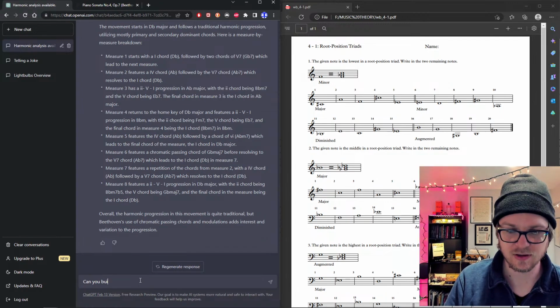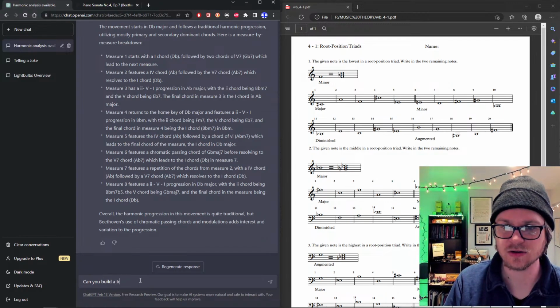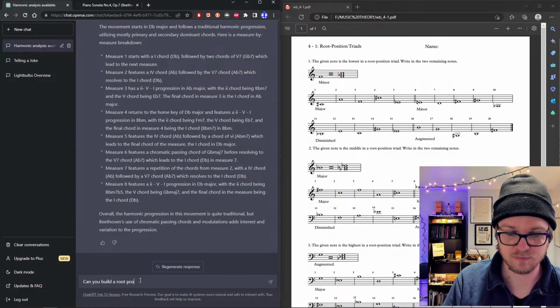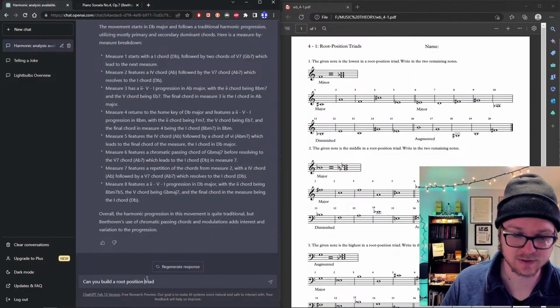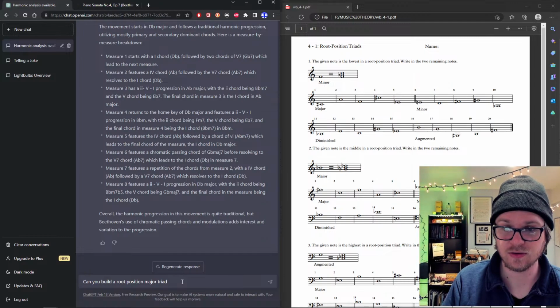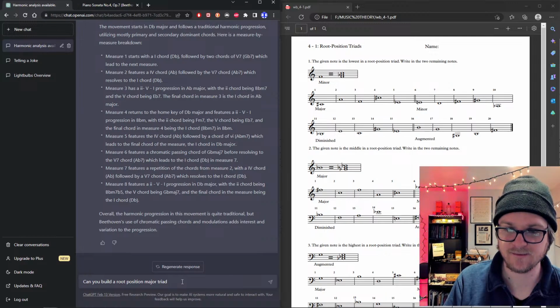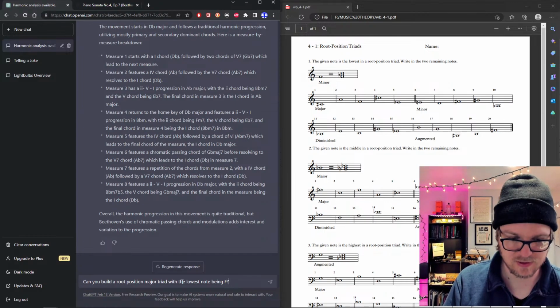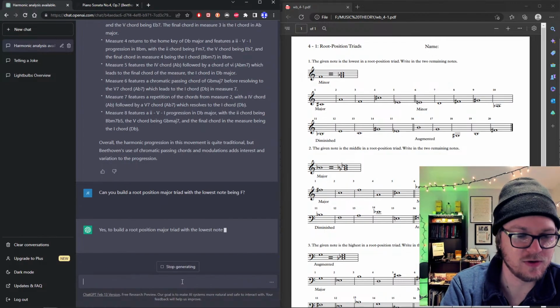Can you build a root position triad, a major triad, position major triad. Let's see if I can make this really clear. With the lowest note being F. Let's see if we can get it. So it should be an F major chord.